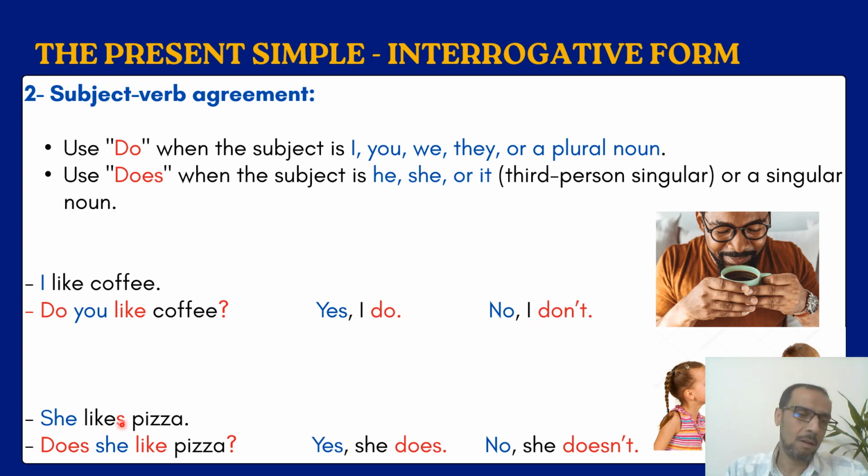She likes pizza. She, that's singular, likes, it takes S in the present simple form. When you change it to the yes-no question form, we use does at the beginning because she is singular. So does she like, don't forget that we don't add S to like. Does she like pizza? Yes she does, or no she doesn't. Don't forget again that in the short answer we use the same helping verb as in the question itself.